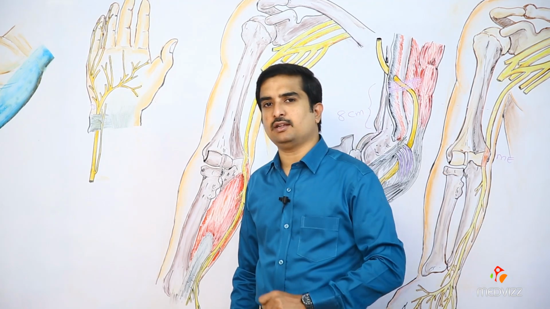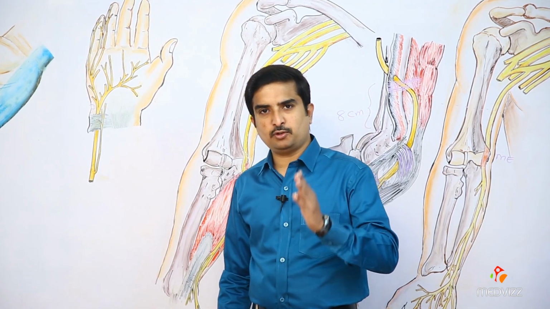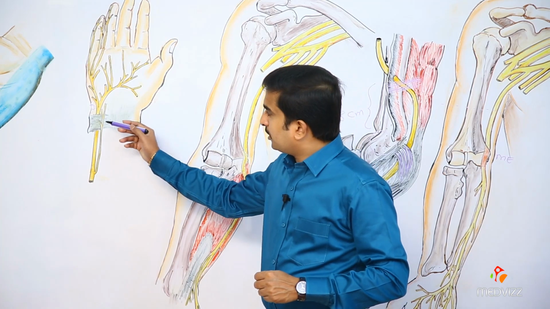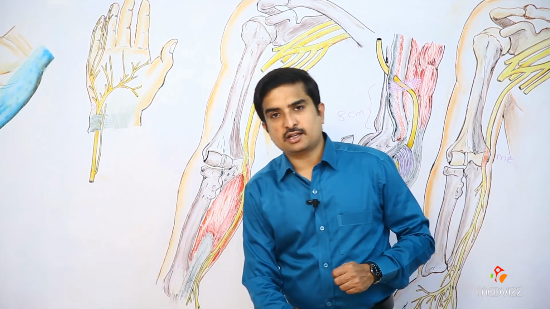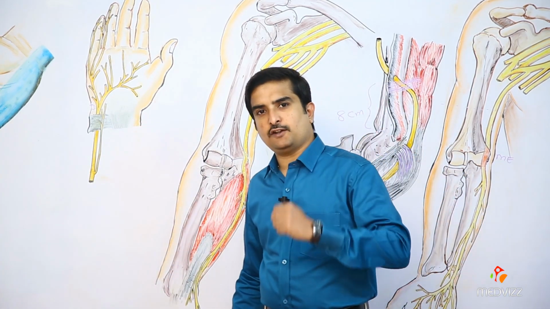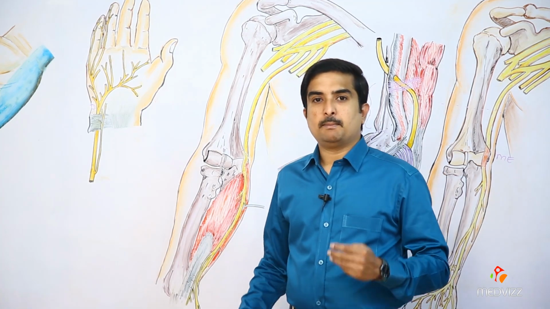It is lateral to the pisiform bone and posteromedial to the ulnar artery, and it lies superficial to the flexor retinaculum. As we studied in the median nerve, which passes deep to the flexor retinaculum, but you can see the ulnar nerve passes superficial to the flexor retinaculum, right?